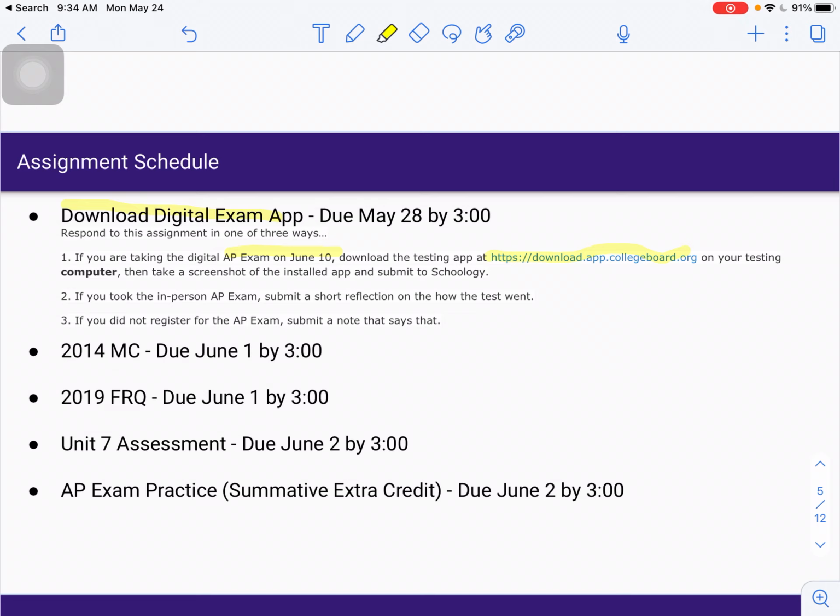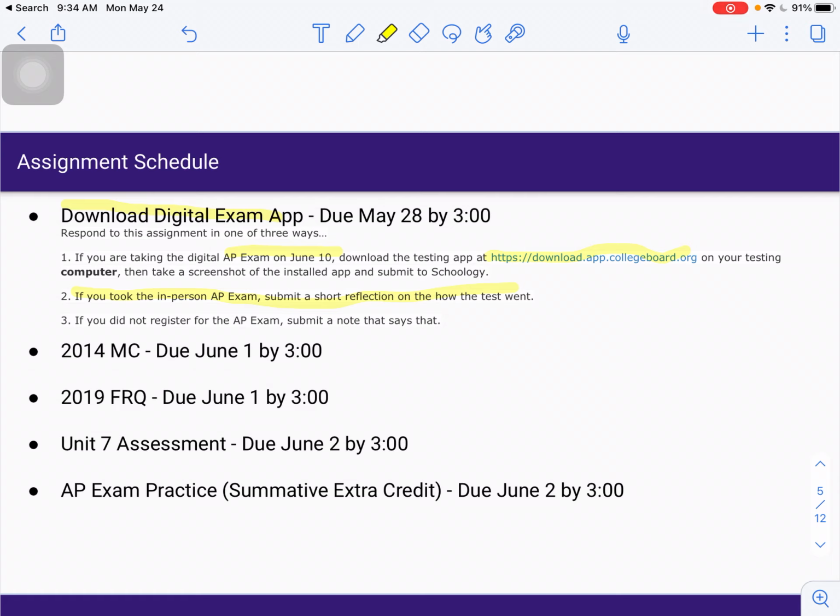If you are taking the in-person exam, I just want you to submit a short reflection on how the test went. Then if you did not register for the AP exam, submit a note that says that. So I do want a submission for everybody on this assignment. If you're doing the digital exam, screenshot the installed app. If you took the in-person exam, short reflection on how the test went. And if you did not register for the AP exam, submit a note that says that.